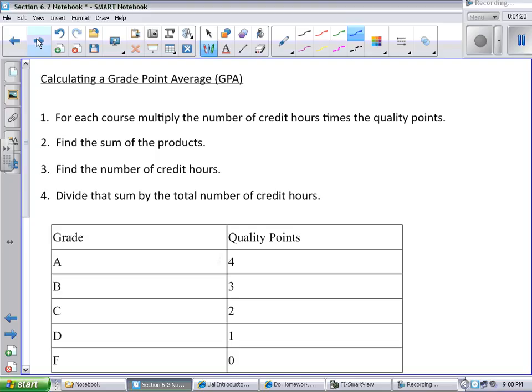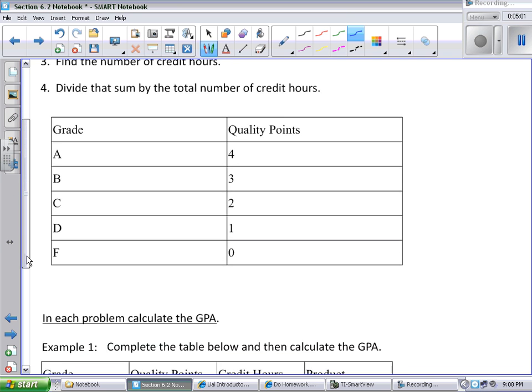Next, we're going to talk about how to calculate your grade point average, something every student should be able to do. For each course, you get what we call quality points. So we've given you this table in your workbook where each grade corresponds to quality points. An A is worth 4 points, a B is worth 3 points, etc. For each course, you multiply the number of credit hours times the quality points. Then you find the sum of all of those products. Find the total number of credit hours and divide the sum by the total number of credit hours.